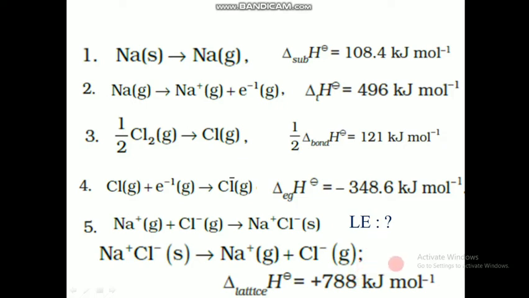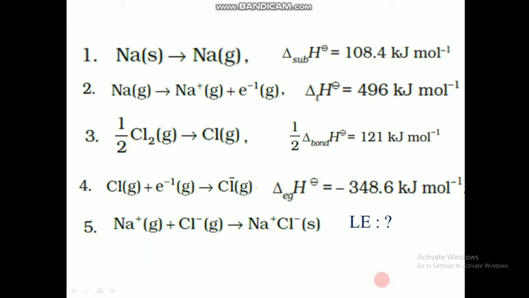But now we are not concerned about this reaction or this value, because we need to find it from other steps. So the value is unknown to us right now. We will see how to find it from these particular steps. So for that, the same steps we are writing like a cycle now.